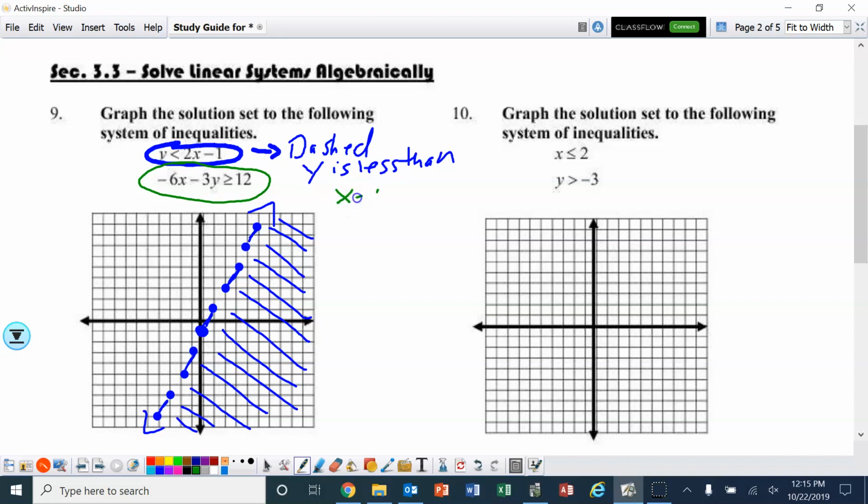So the x-intercept, -6x, I'm just going to set that equal to 12. I'm not going to worry about the inequality right now. Divide by -6. So the x-intercept is -2. All right, I'm going to graph that.